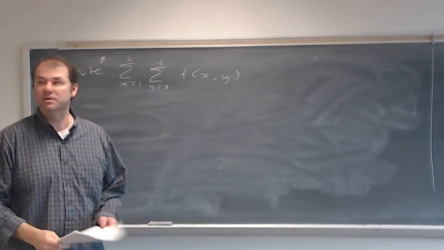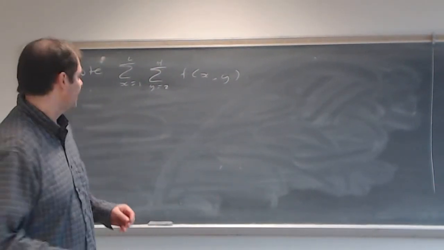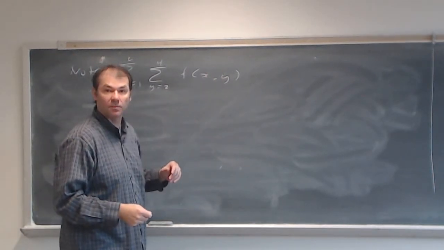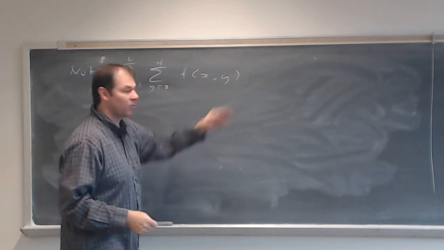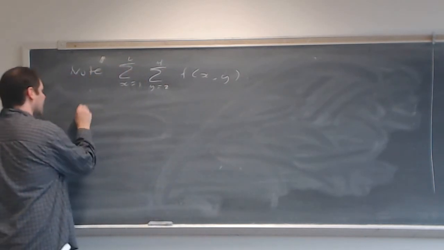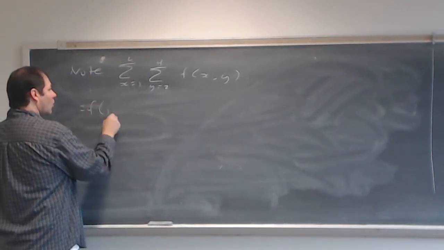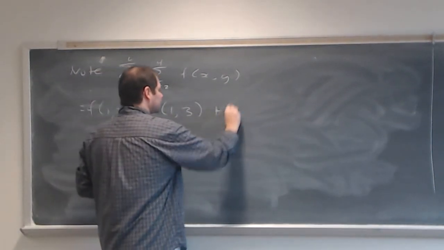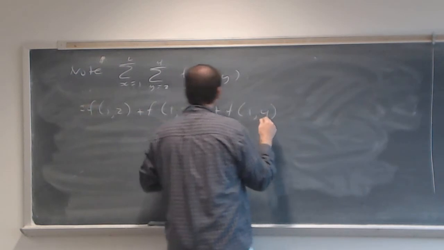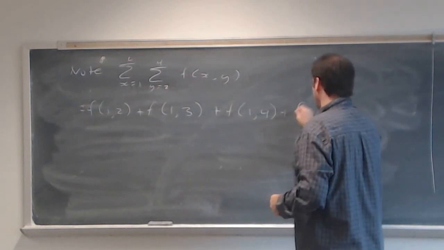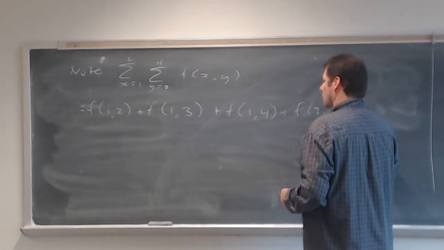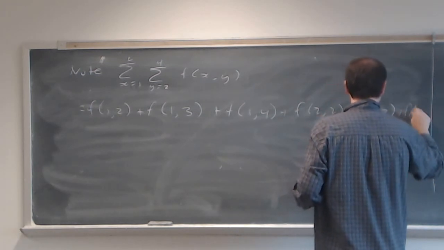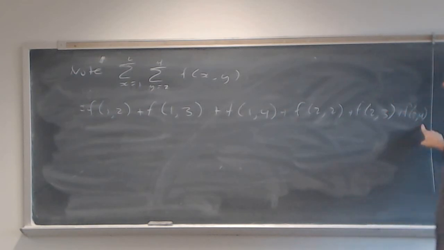So here's the way that we do this double sum. We think of it as kind of an iterated sum. We let x be 1, let y run through all of its outputs. Then let x be 2, y run through all its outputs. So this is f of 1, 2, plus f of 1, 3, plus f of 1, 4. I'm done with x being 1. Plus f of 2, 2, plus f of 2, 3, plus f of 2, 4. Okay, that's what we have.